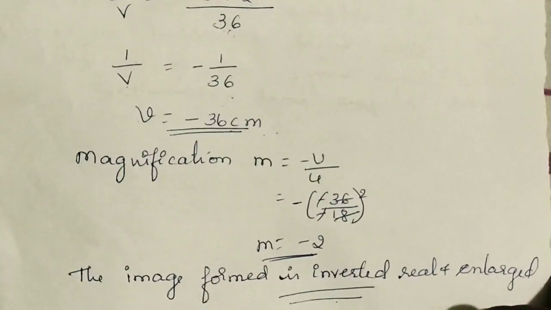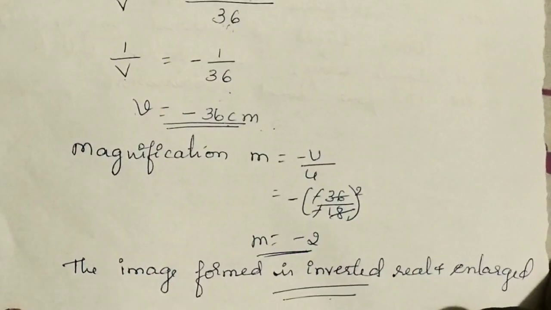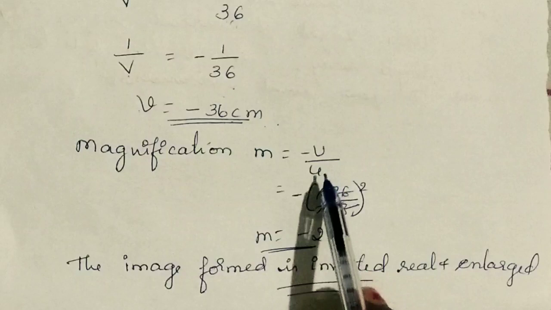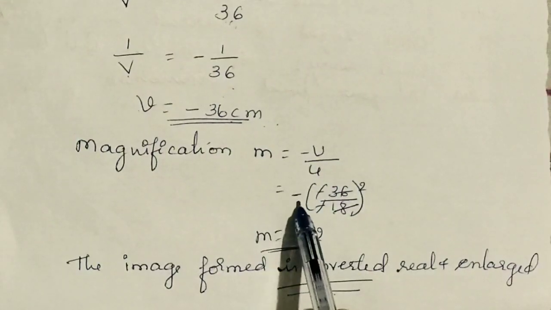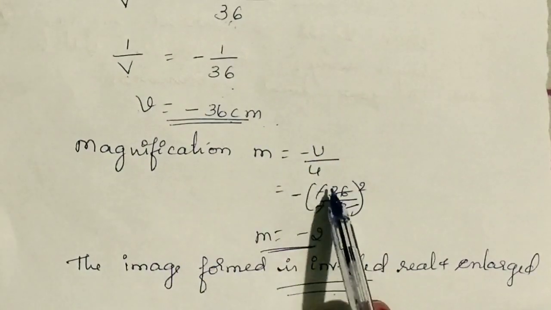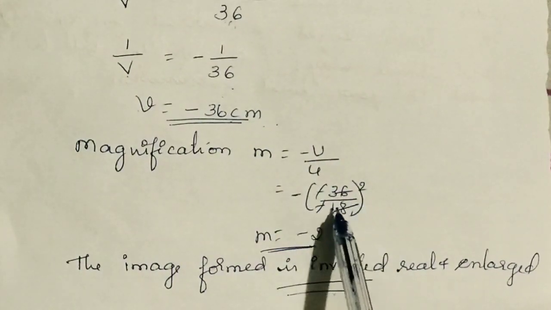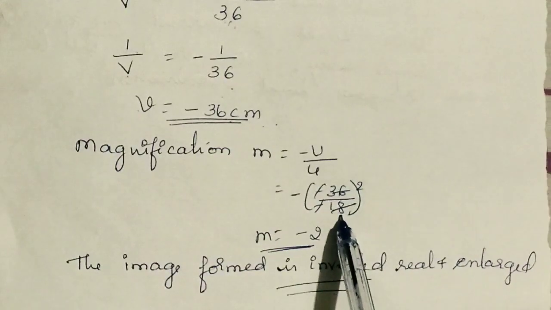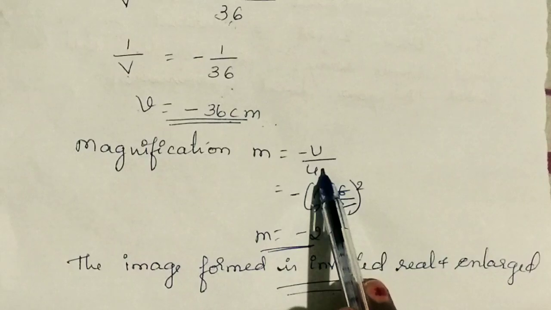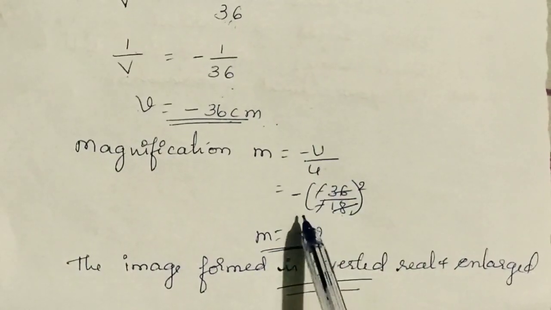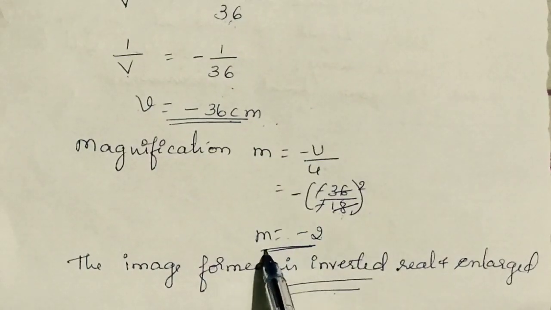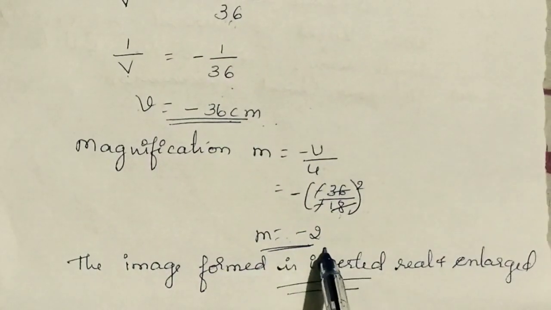Along with that, they asked the magnification. We know the formula of magnification: M is equal to minus V divided by U. So minus into, what is the value of V? Minus 36. So minus 36 whole divided by minus 18. What is the object distance they have given? That is 18. So minus minus cancel. 18 ones are 18, 18 twos are 36. So minus 2. So magnification M is equal to minus 2.